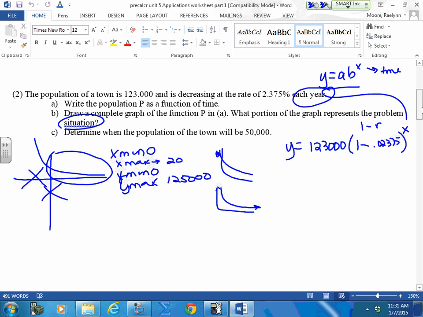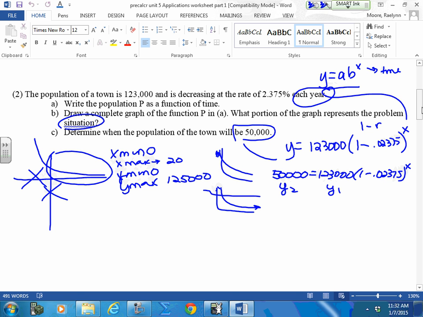Now, when you want to know when your population will be 50,000, that goes in here. Again, it's just like the other one. We really can't solve this yet because we haven't gone over the logs. So algebraically, we're going to hold off till next week, but we can solve it graphically. This is your y2, this is your y1. Let it intersect. Wherever it intersects, that's how long it will take. Now, you might have to expand your x values. You might not see it intersect yet.